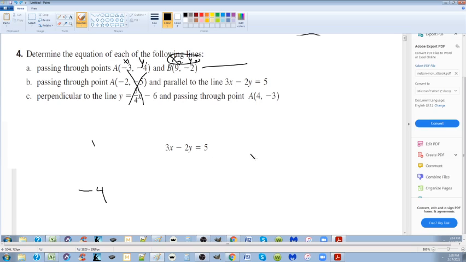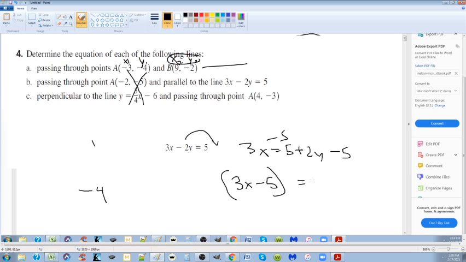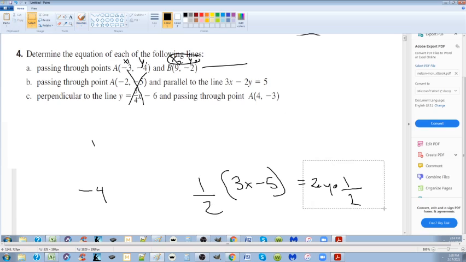So rearrange it in terms of y. So I'm going to move the 2y to this side. I get 3x equals 5 plus 2y. Then I'm going to get rid of the 5 on both sides. So I get 3x minus 5, put it in brackets, is equal to 2y. And now I'm being multiplied by 2y, so I'm going to get rid of it by multiplying by the reciprocal on both sides. Okay, so that's what I'm left with.